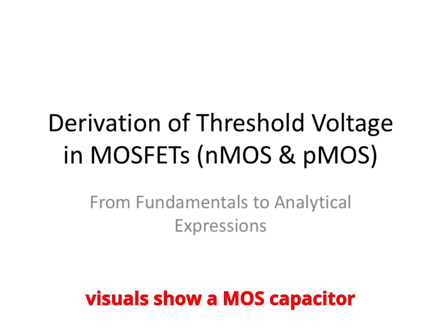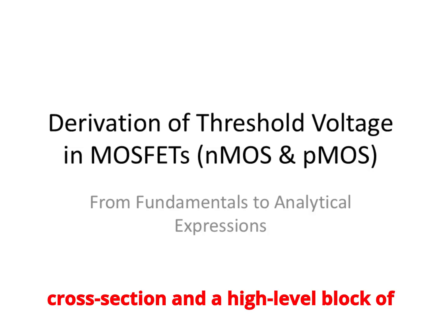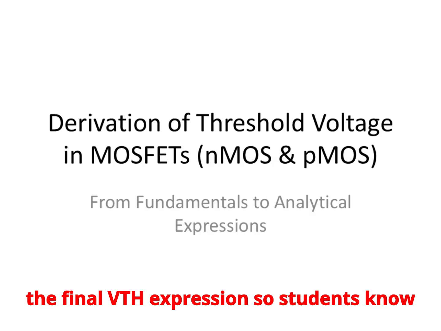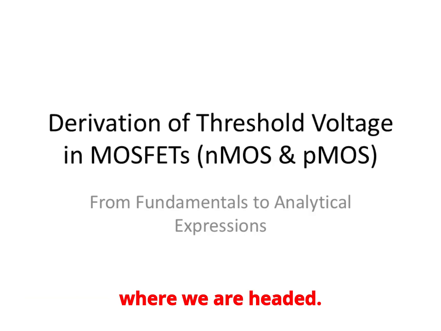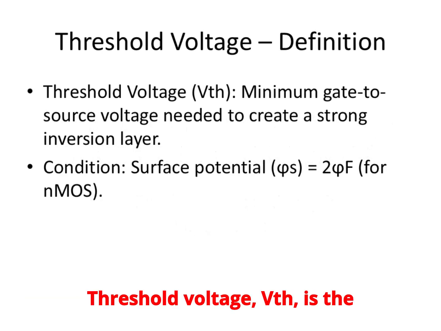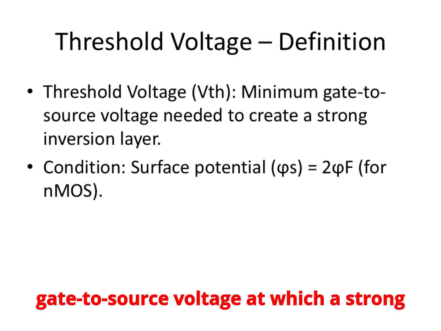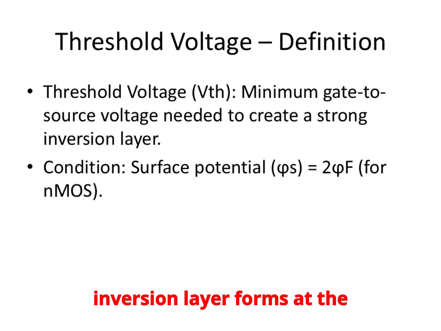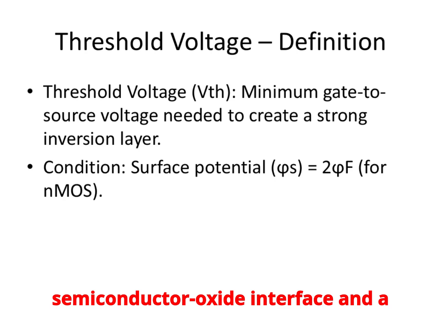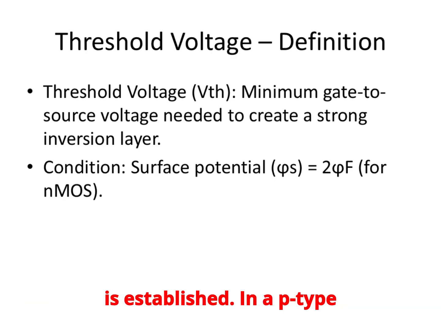Recommended visuals: show a MOS capacitor cross-section and a high-level block of the final Vth expression so students know where we are headed. Threshold voltage, Vth, is the gate-to-source voltage at which a strong inversion layer forms at the semiconductor-oxide interface and a conducting channel just beneath the oxide is established.